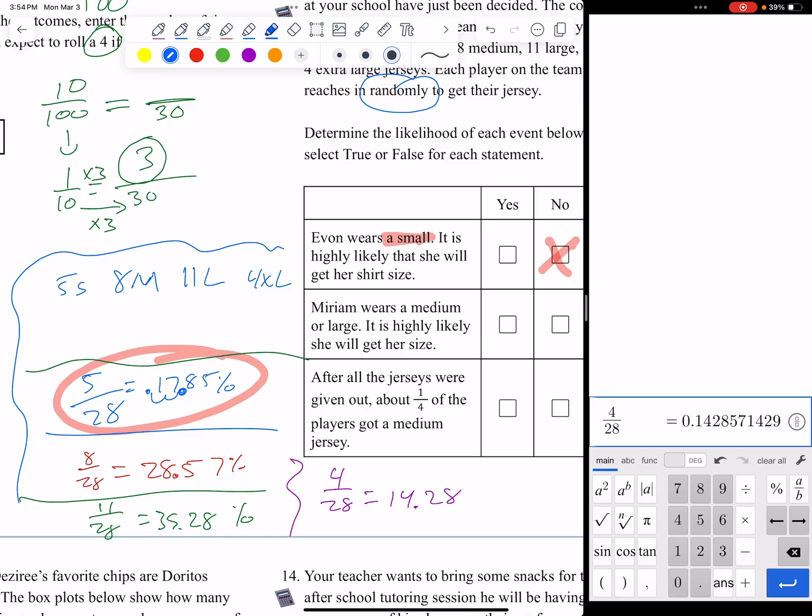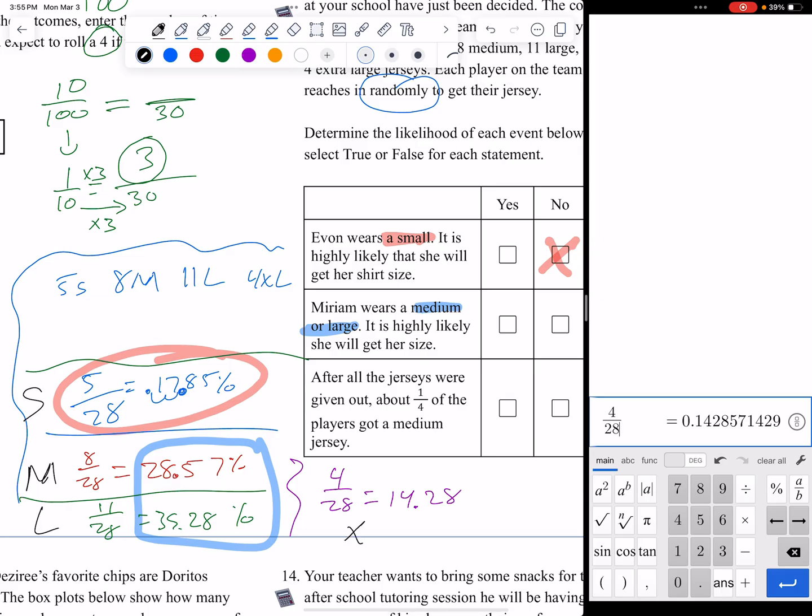Let's see. Miriam wears a medium or a large. So medium or large, that means you have to combine them. So that gives me these two. Okay. So again, just so you know, this was a small, medium, large, or extra large. So will that be highly likely? I think it should be, right? Let's see. 28.57 plus 39.28. Yeah, that's like more than 2/3. So I think that should be highly likely.